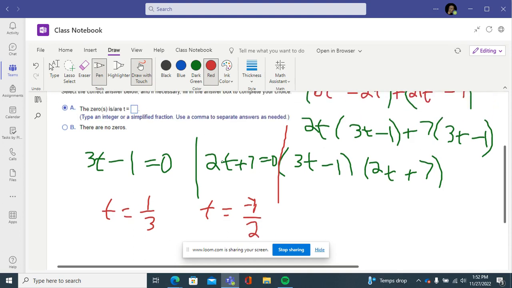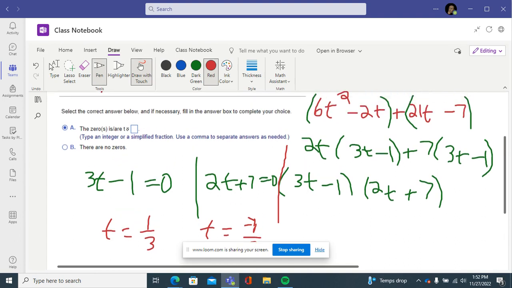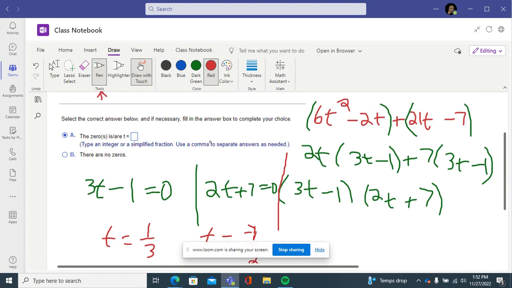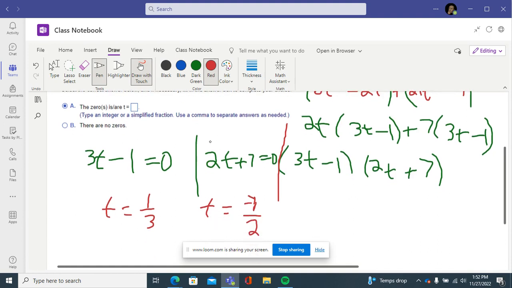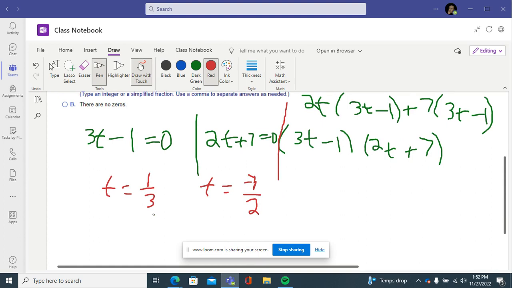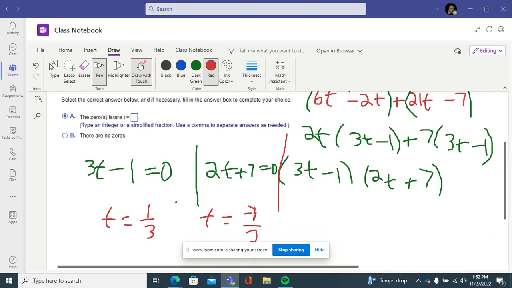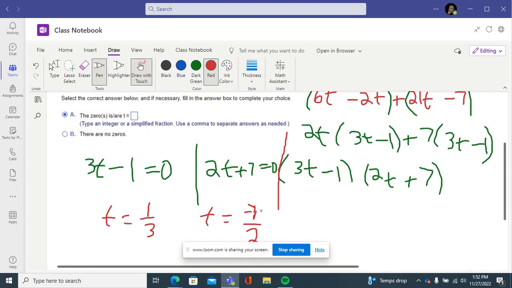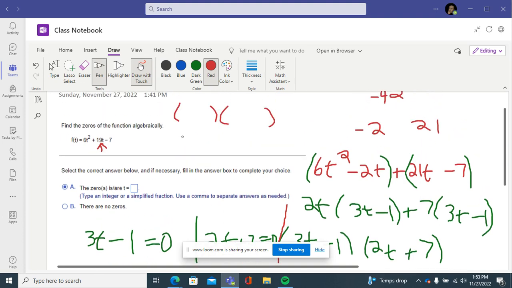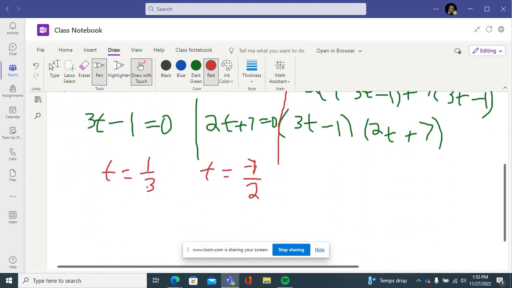Those are your zeros. So let me see it. Does it say to write it as an ordered pair? So it looks like no ordered pair. If you needed to type an ordered pair, you would go 0, 1/3. Because you plugged in a 0. Excuse me, I said that backwards. You would go 1/3, 0, and -7/2, 0. But looks like they just want the zeros, which is just the t value.